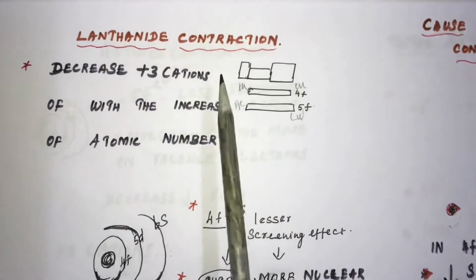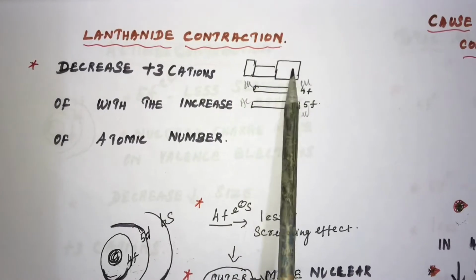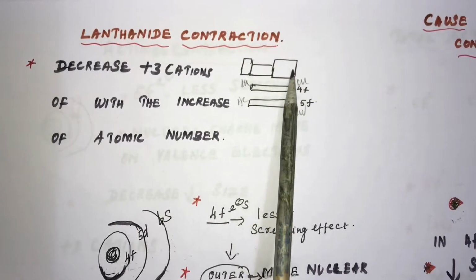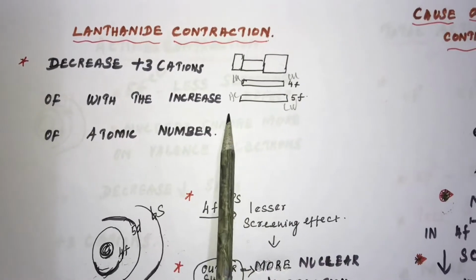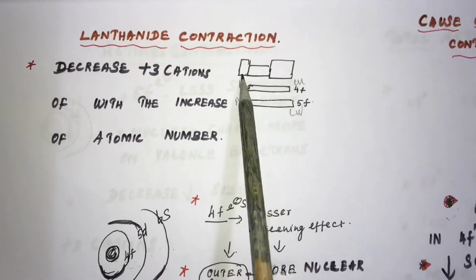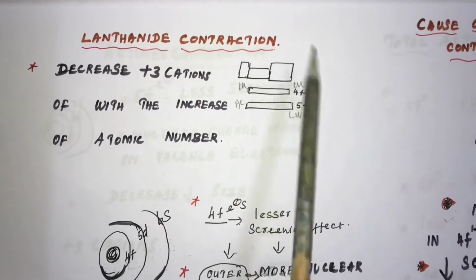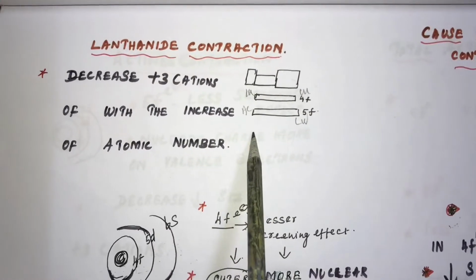In the periodic table, on moving from left to right, the atomic size decreases with the increase of atomic number. On moving down the group, atomic size increases. Left to right, atomic size decreases. Top to bottom, atomic size increases.